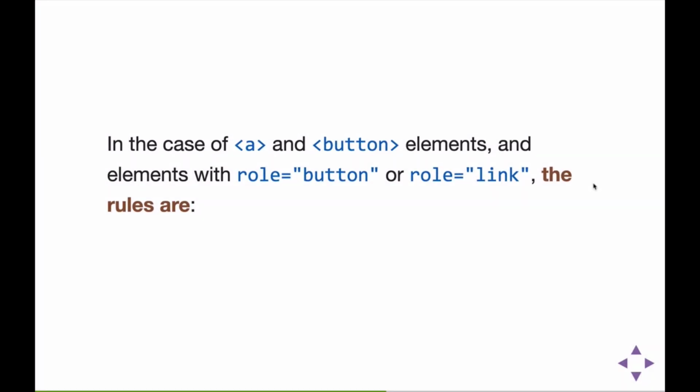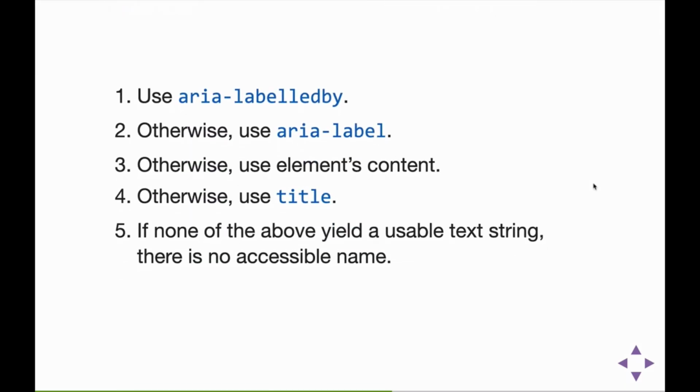So a big question you might be asking at this point is, now that we've seen that little A element in action, which accessible name wins? Well, there's a set of rules around that. In the case of the A element and the button elements, as well as any element with a role of button or role of link, the rules are as follows. First of all, look for an aria-labelledby attribute, and if that's the case, that becomes the accessible name. If not, use the aria-label. If that's not there, use the element's content. Otherwise, use the title. And if none of those are present, then there's no accessible name.